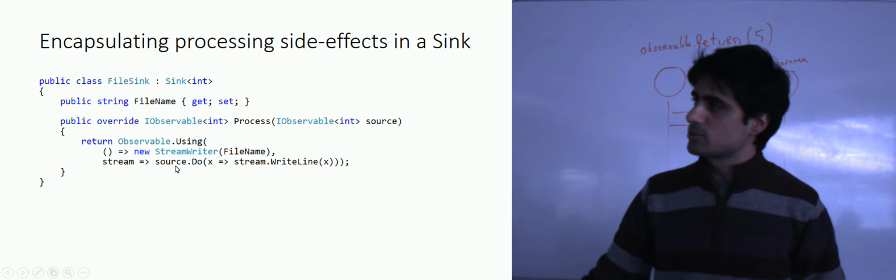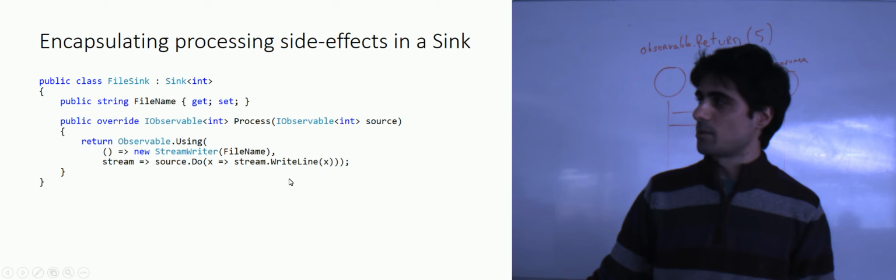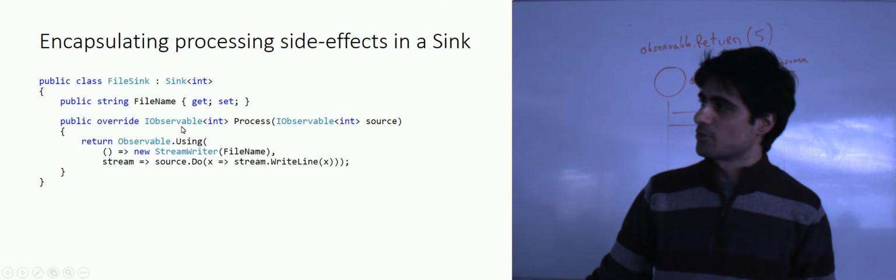And Rx already provides an operator to define the side effect. It's called do. So you just do something with this element, but I'm not allowed to change it. So for the result of this function over here, you're not allowed to return anything, but you're allowed to do something. And in this case, what I'm doing is a basic writer to file, and I'm taking the chance to introduce another useful function, which is this using. So what do we have here? We have the sink of ints. I have the file name, which is the name of the file I want to write to.